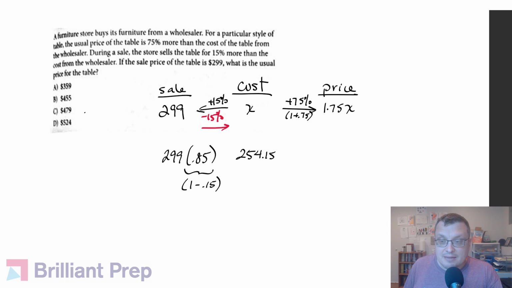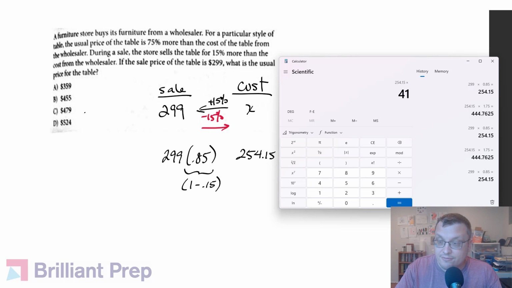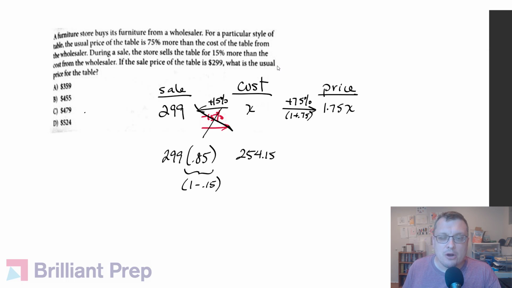And then I just take this and multiply it by 1.75 to get the usual price. And we get an answer that, lucky for us, to be honest, is not here. If this were here, this would be very brutal. A lot of students would be putting 445 as an answer, and it would be wrong because this is not correct. I am not allowed to reverse this percent change. I have to work with this percent increase.